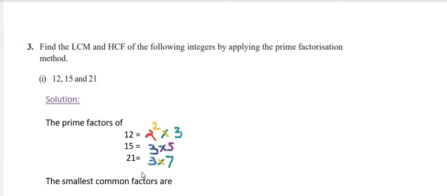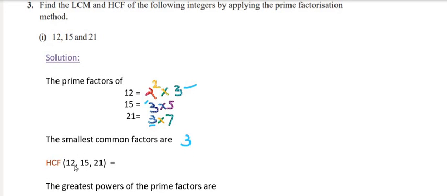So for the smallest common factor, you can see that the factor 3 is common in all the three terms. 3 here, you can see 3 here. So the smallest common factor is only 3 here. So we can write down the HCF of these three numbers 12, 15 and 21 is 3. So we have to find the number which is most common to all the three numbers.